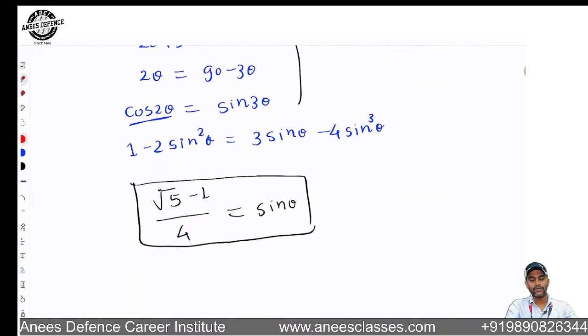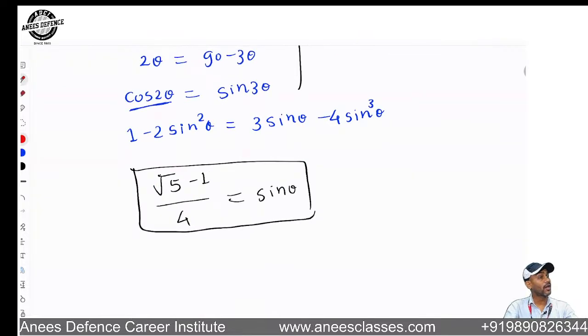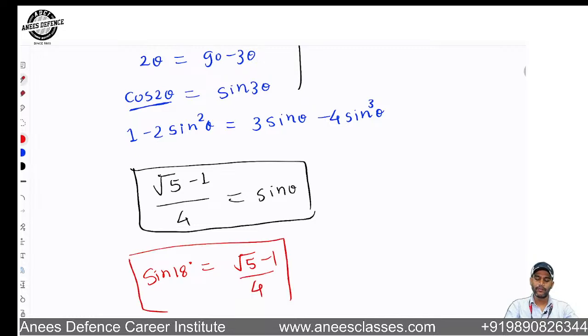Okay. So sine 18 is what? What was the value of theta? 18. So sine 18 would be under root 5 minus 1 over 4. So this is the value of sine 18. Yes or no? Now, can I write this is nothing but cos 72 as well? Why?